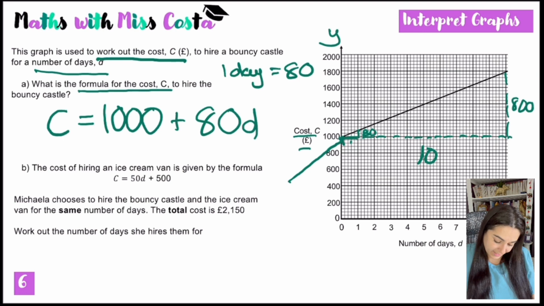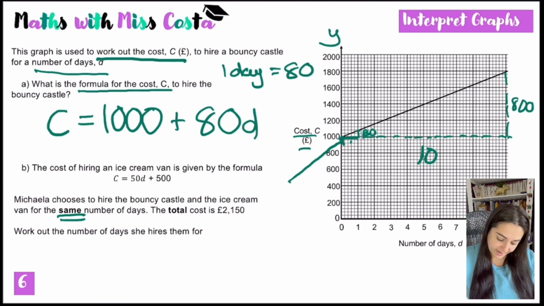Now, we're then told that the cost of hiring an ice cream van is given by the formula C equals 50D plus 500. So the cost is £50 per day plus £500 initial fixed charge. Michaela chooses to hire the bouncy castle and the ice cream van for the same number of days, and the total cost is £2,150. So we're being asked to work out the number of days she hires them for.